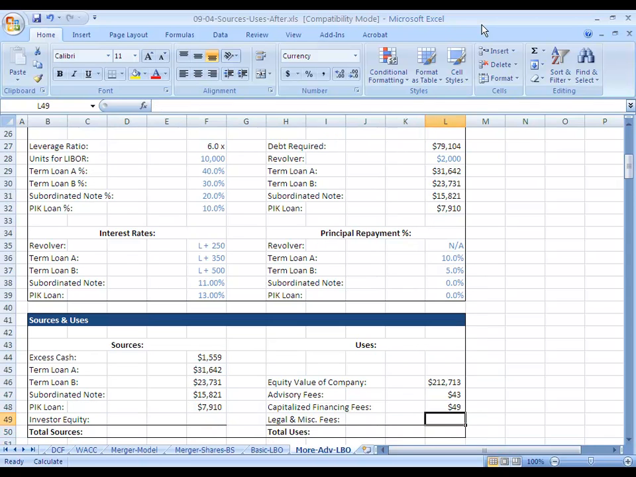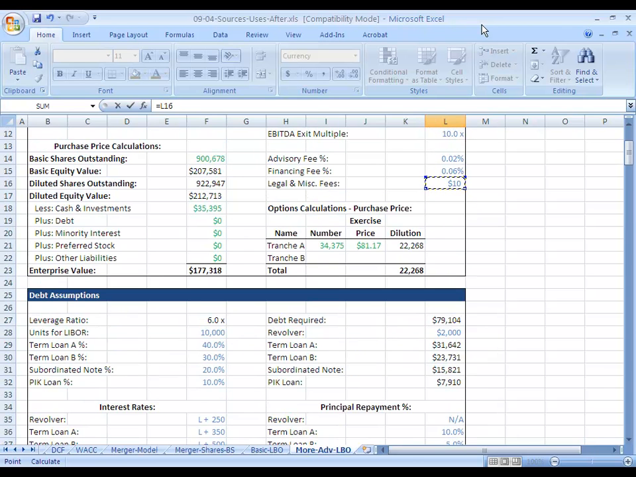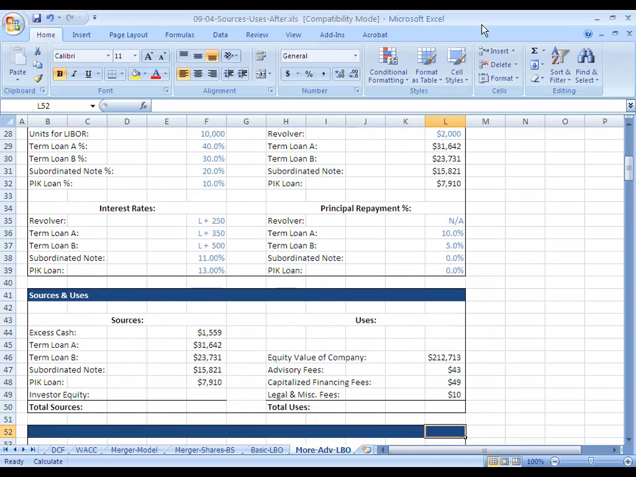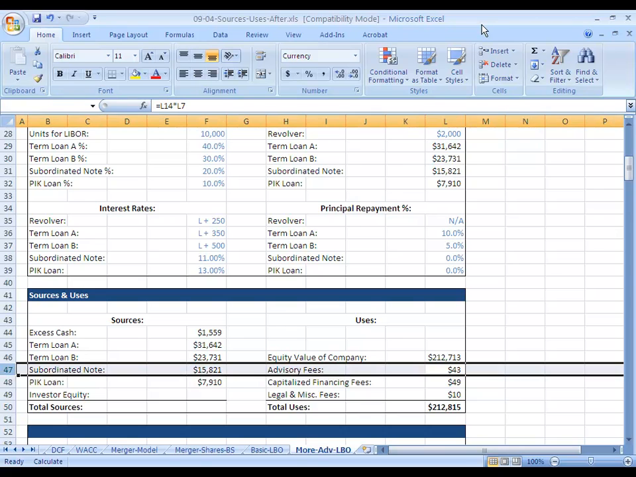And then for legal and miscellaneous fees, we're going to link directly to the 10 million there. So we'll sum these up. We see it's very close. It's about 100 million higher than the equity value because of all these fees.